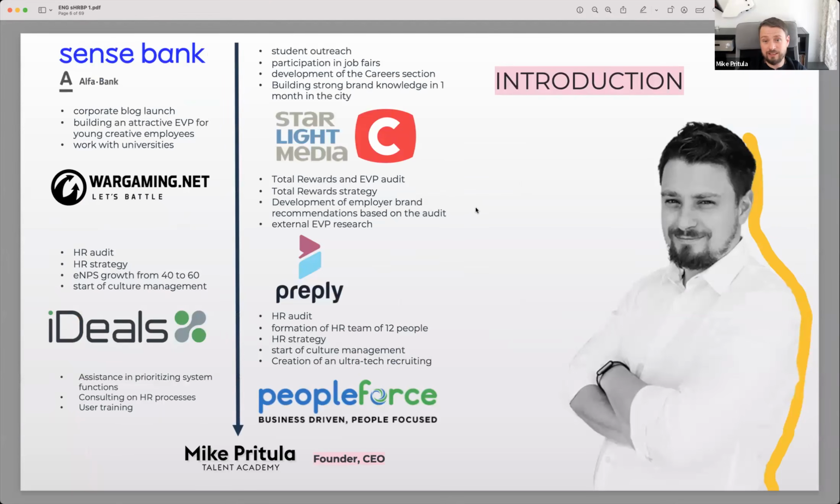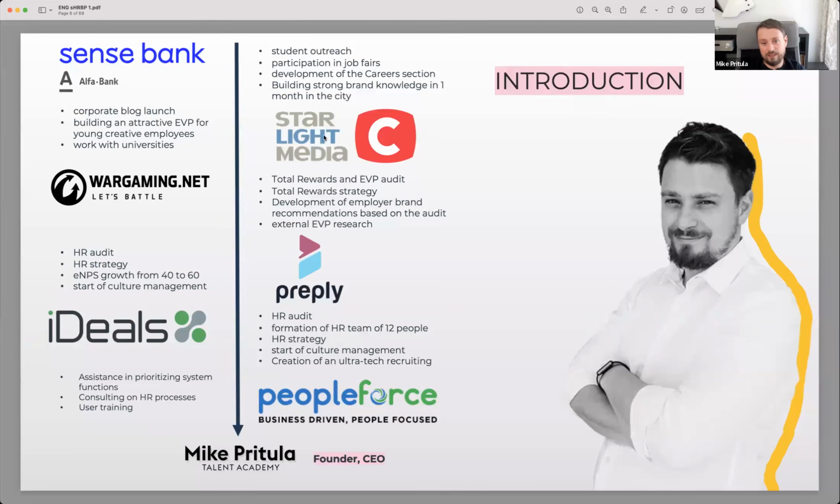And actually, let me introduce myself. My name is Mike Pritula, and I started my career at Alpha Bank, which is now a bank in Ukraine. And then I continued my job with Starlight Media at the STB TV channel, which is one of the biggest media networks in Ukraine. Then I worked for Wargaming, and actually I was an HR business partner first at Alpha Bank. I was operations department HR business partner.